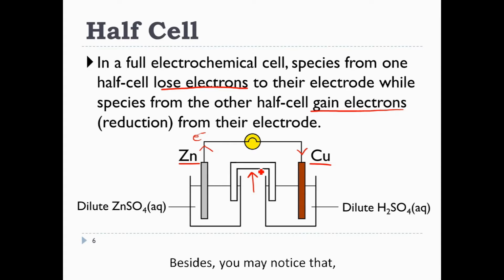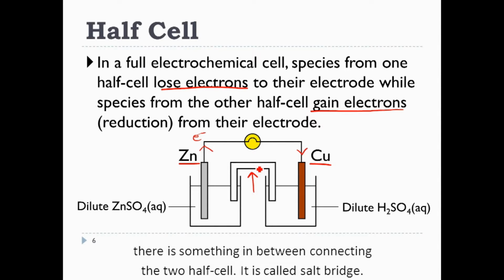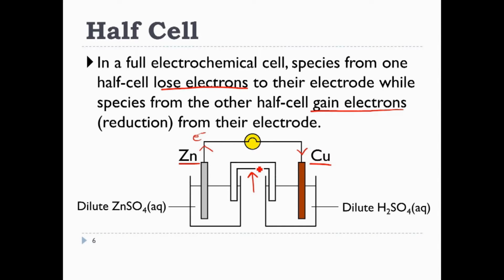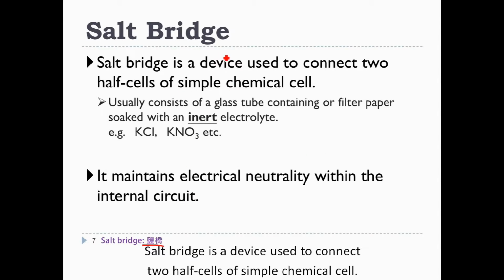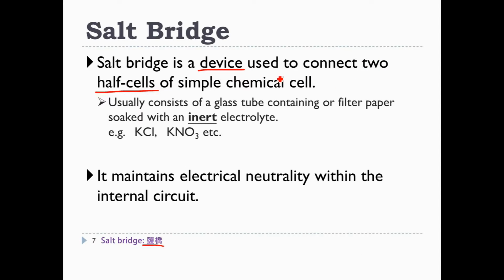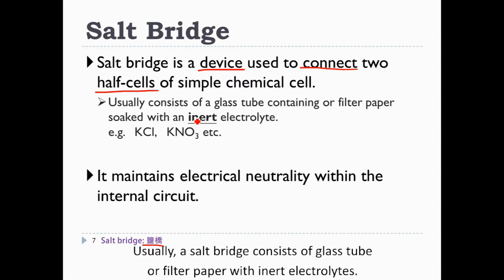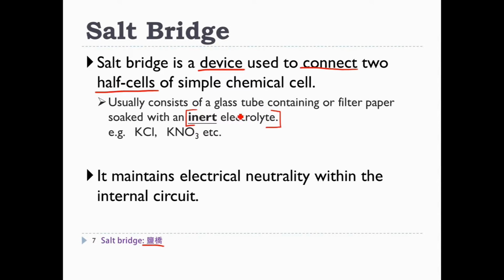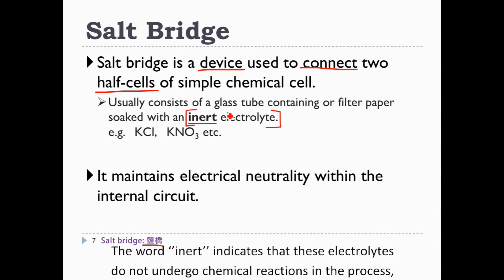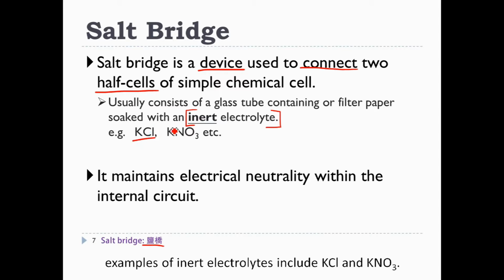Besides, you may notice that there is something in between connecting the two half cells. It is called salt bridge. Salt bridge is a device used to connect two half cells of simple chemical cell. Usually, a salt bridge consists of glass tube or filter paper with inert electrolytes. The word inert indicates that these electrolytes do not undergo chemical reactions in the process. Examples of inert electrolytes include KCl and KNO3.